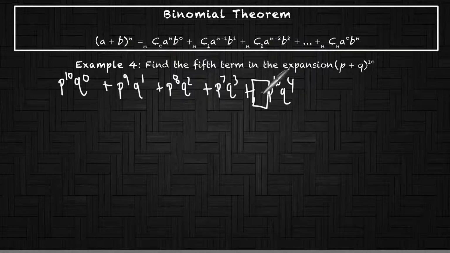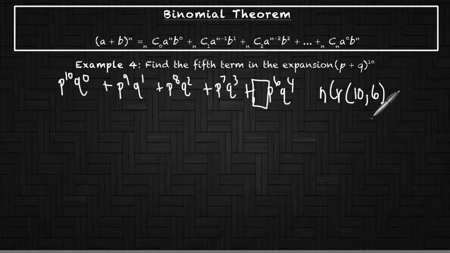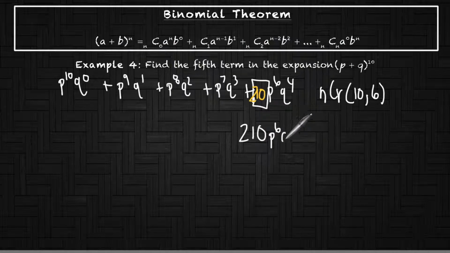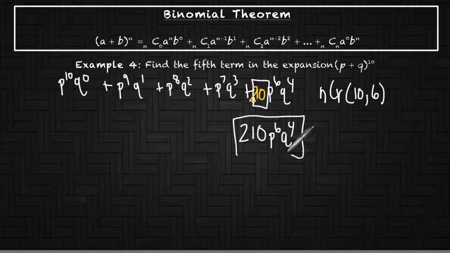Now, how are we going to get what goes in the box? We've said it before. It's going to be nCr, whatever power the binomial is raised to, that's 10, comma, either of the exponents will do. 6. And when you do that on your calculator, you will get, let's put that in gold, you will get 210 as the coefficient. So therefore, the fifth term is simply going to be 210 p to the 6th, q to the 4th. And it's a pretty simple problem.